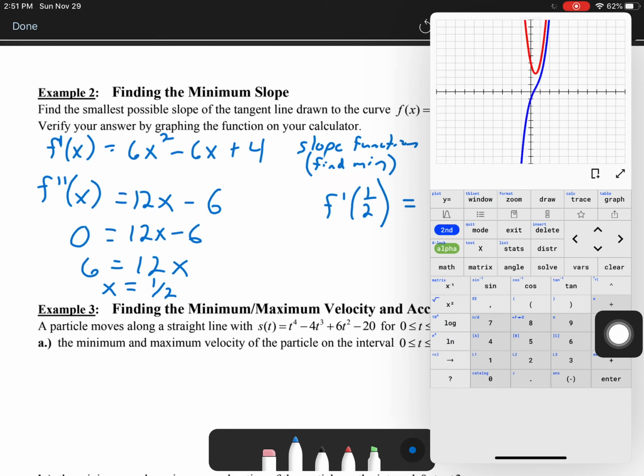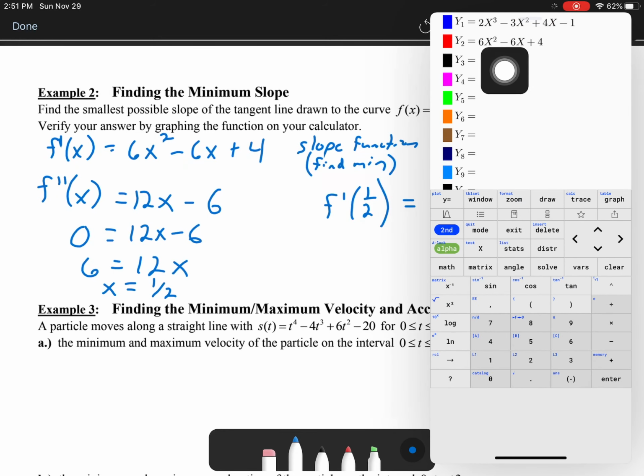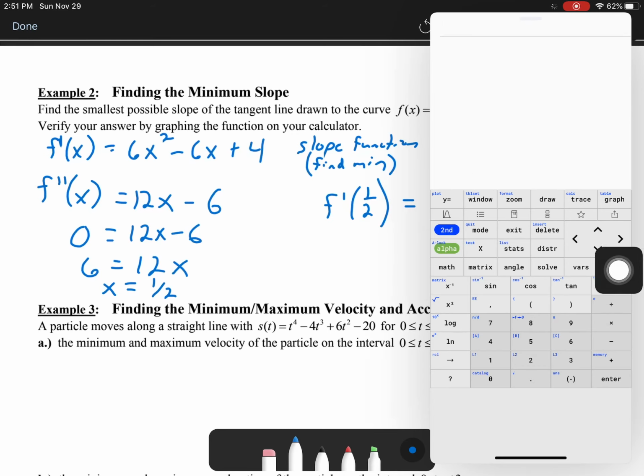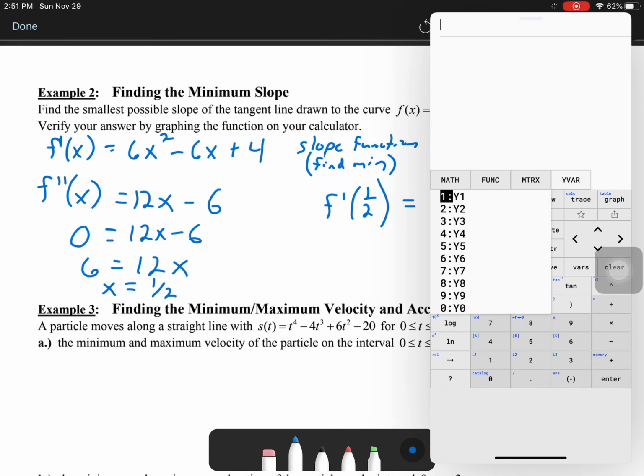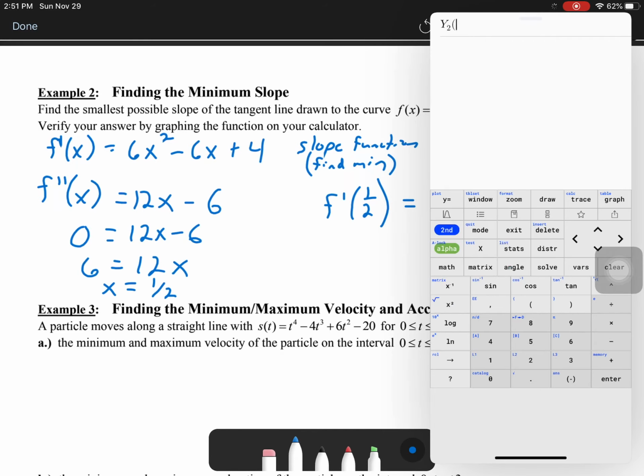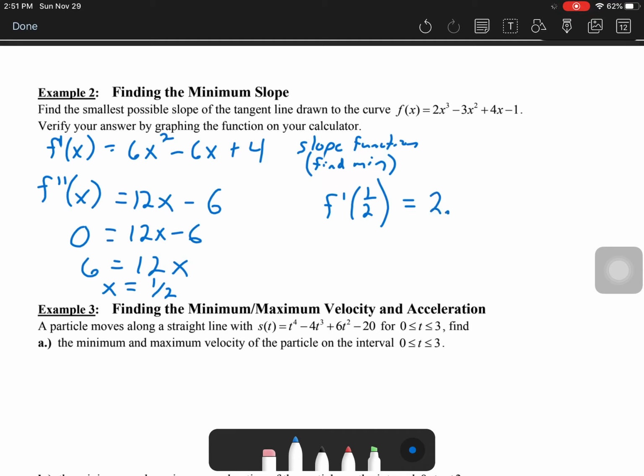So I'm going to go back to my calculator here. I had that function right here in y2. So if I go to alpha f4 and go to y2, enter, and then for my input I'll put 0.5, because that's where I want to check what the slope is when the x-coordinate is 0.5. I get 2.5 for that. Okay, so 2.5 is my minimum slope, or 5/2. Either one's fine.